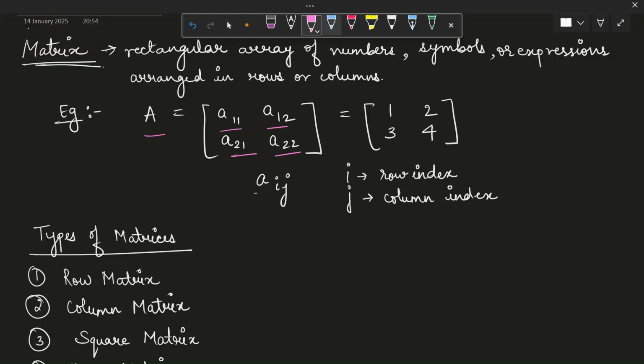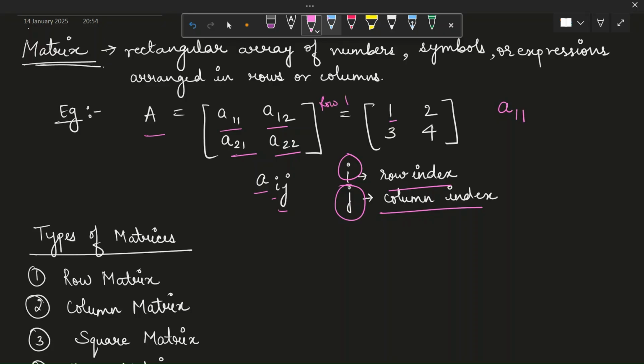So what actually is this? This is A i j. Here i represents the row index and j represents the column index. Let us understand this using an example. For 1, what will be the index of 1? Let us name it A, row number 1 and column number 1.